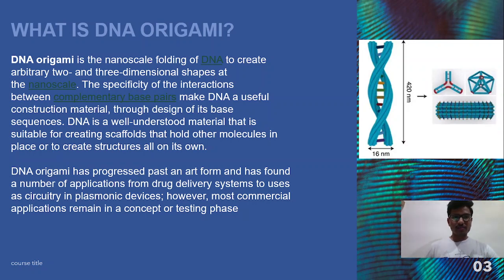What is DNA origami? It is the nanoscale folding of DNA to create 2 and 3 dimensional arbitrary shapes at the nanoscale. The 2 and 3 dimensional shapes of the DNA are shown to your right side in the figure. The DNA are 60 nanometer apart and 420 nanometer in their length. The specificity of the interactions between complementary base pairs make DNA a useful construction material through the design of its base sequences. DNA is a well understood material that is suitable for creating scaffolds that hold other molecules in place or to create structures all on its own.